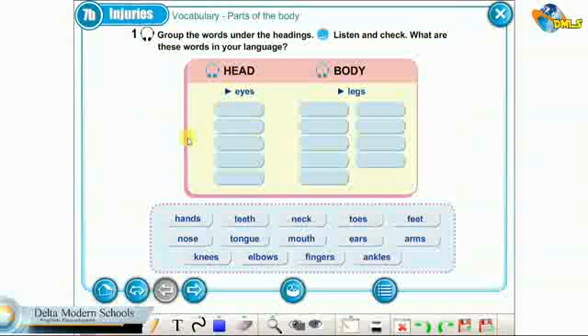So let's have this beginning here with exercise 1. I want you to read with me the words below here and try to group the words under the heading. What are these words, and try to put them under each category. We have some words related to our head and the other words related to our body. You have 1 minute to do it. Let's play it together.